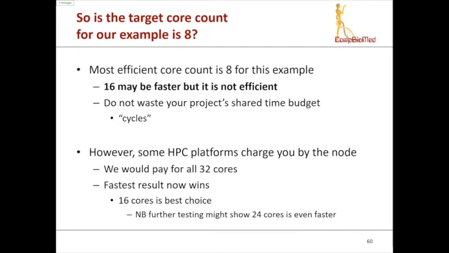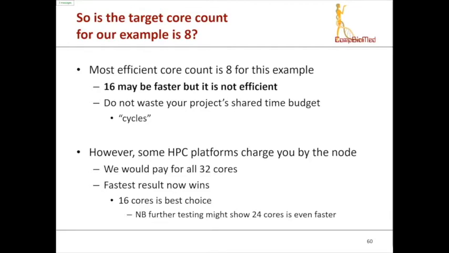However, that said, typically HPC platforms charge you by the node, not by the number of cores you use. So in this particular case, we're going to be charged for all 32 cores in that single node. So now, the fastest result wins. Now 16 cores is the best choice. Actually, further testing will demonstrate that 24 cores is even faster, so that should be your target. Whilst it's not efficient, it's the fastest. And since you're paying for the whole node, 24 cores should be the target.